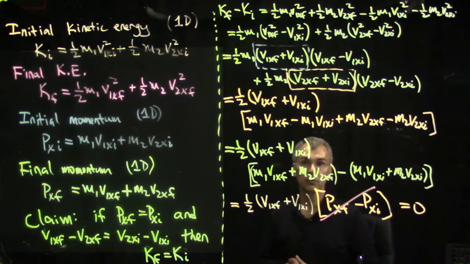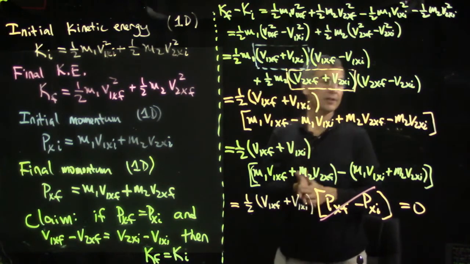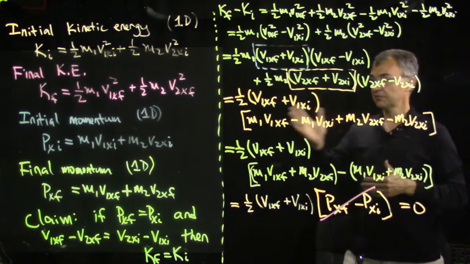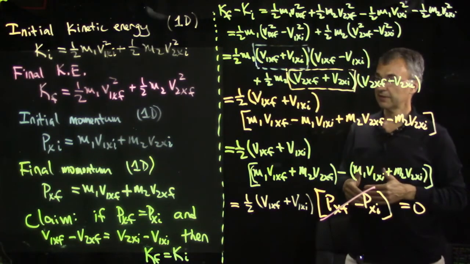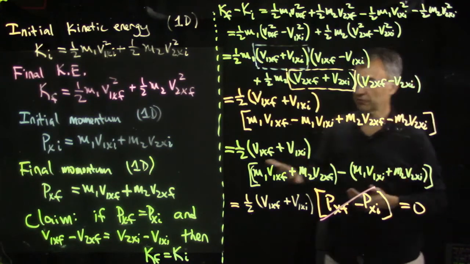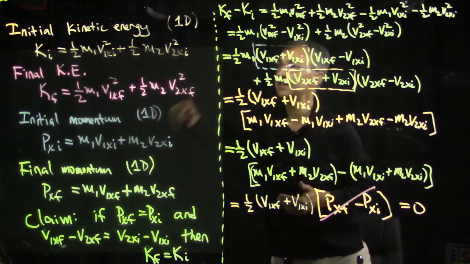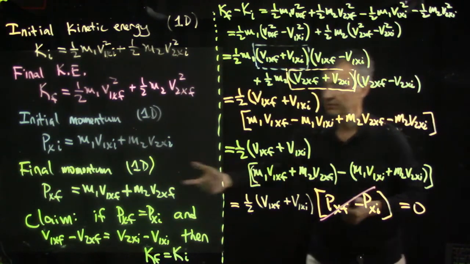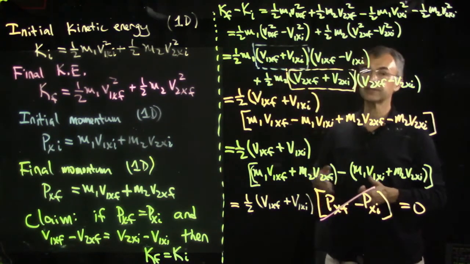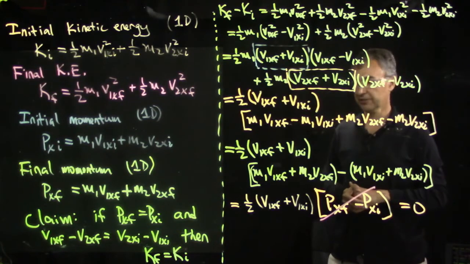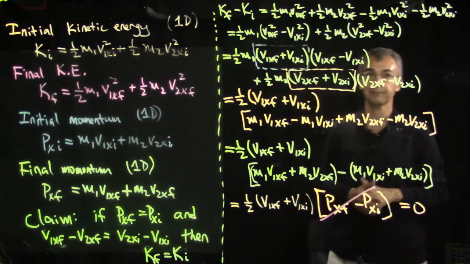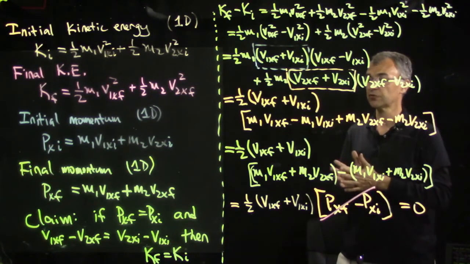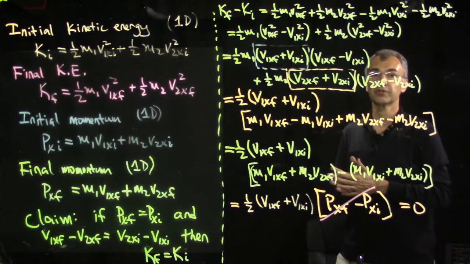So what we've done here is basically just argue that as long as momentum is conserved, then this statement that the kinetic energy is the same in the initial and final states is the same as the statement that the relative speed is the same in the initial and final states. In other words, the velocity just flips sign from the initial to the final states. So this is true for elastic collisions in one dimension.